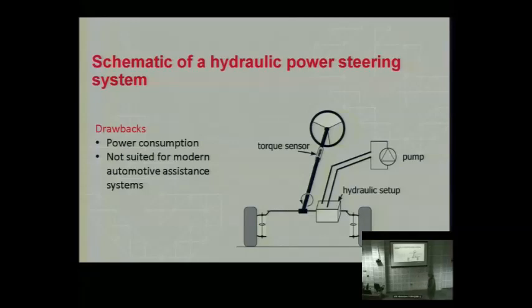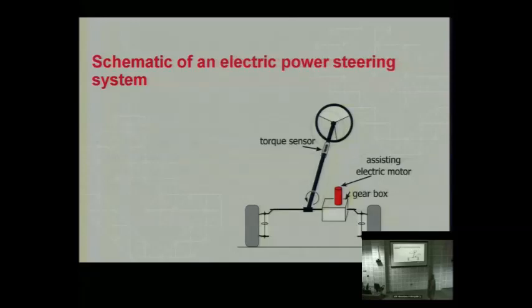So this had some problems. Because of this, the industry started to develop electric power steering systems. It replaced the hydraulics with an electric motor. And the electric motor can either be here on the pinion, or it can be here on the steering wheel. So there are different configurations.